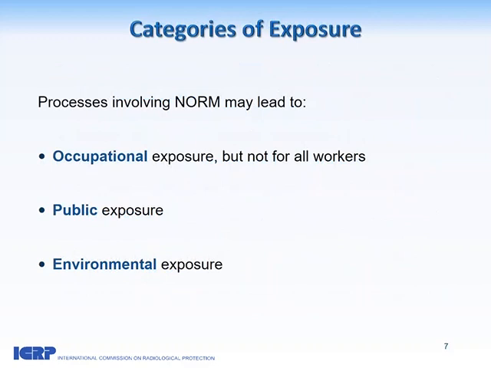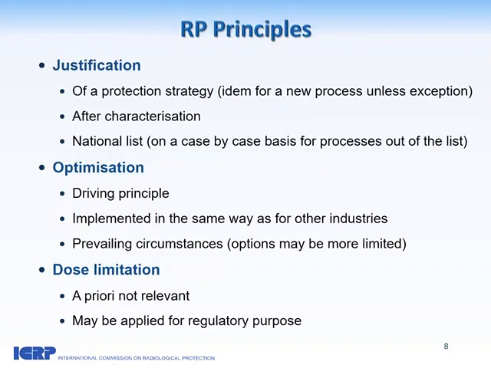About categories of exposure, processes involving NORM may lead to occupational exposure, taking into account that not all workers will be considered as occupationally exposed. It could lead to public exposure and also to environmental exposure. About the implementation of the principles. Justification is applied to the protection strategy, even in case of a new process. After characterization, and it is recommended to set a national list of industries involving NORM able to be justified.